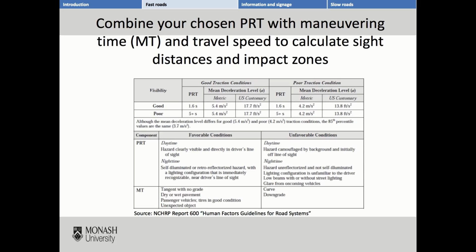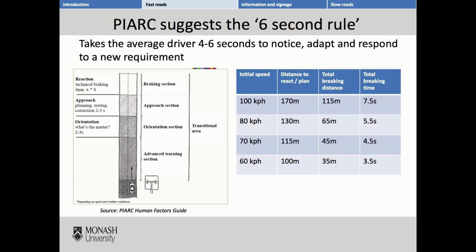Combine the chosen perception reaction time with manoeuvring time and travel speed, and then you can calculate sight distances and impact zones that are going to occur along any particular stretch of road. There's also a 6-second rule, which is a sort of general rule that it's going to take 6 seconds to notice something new and do something about it.